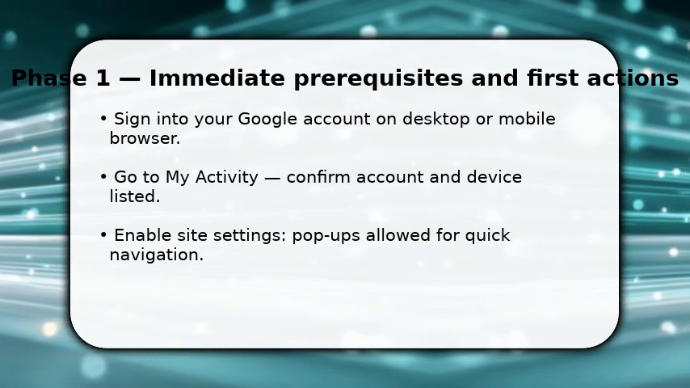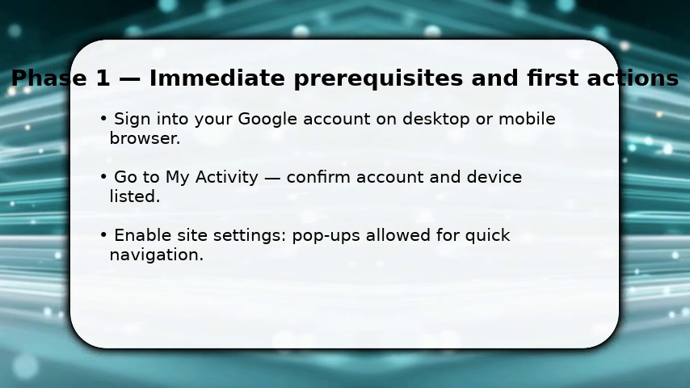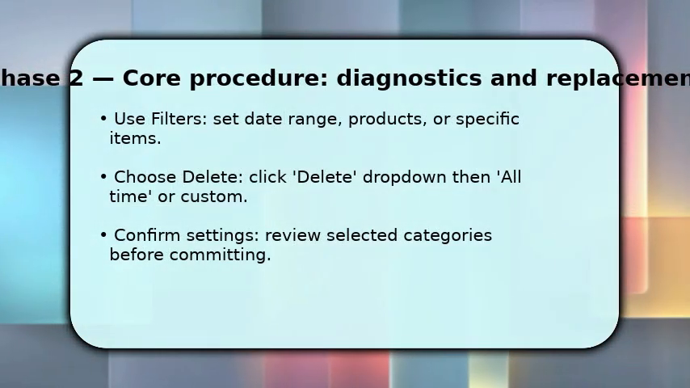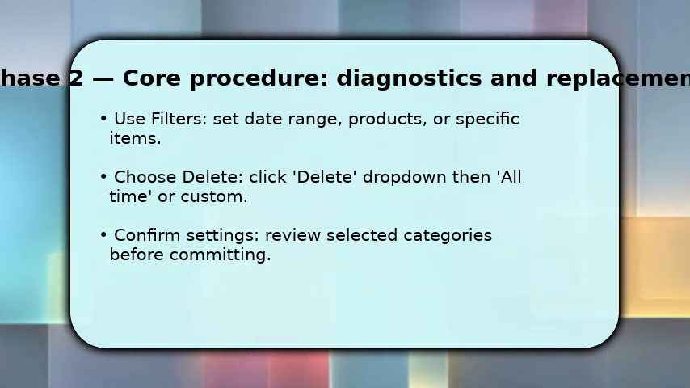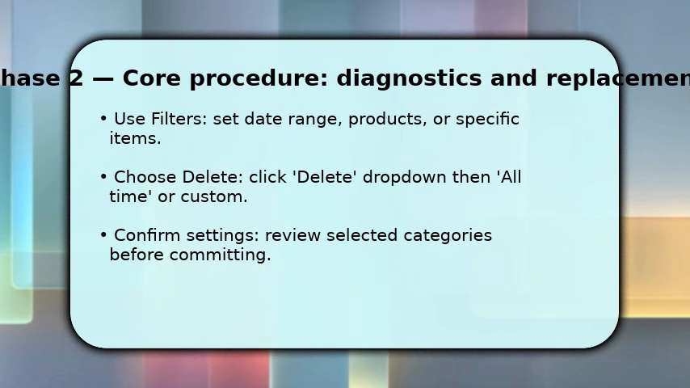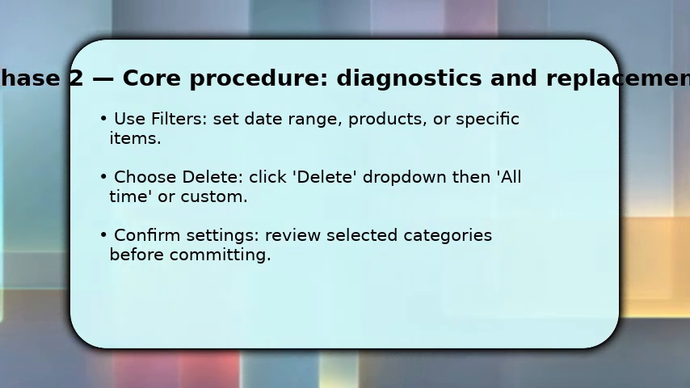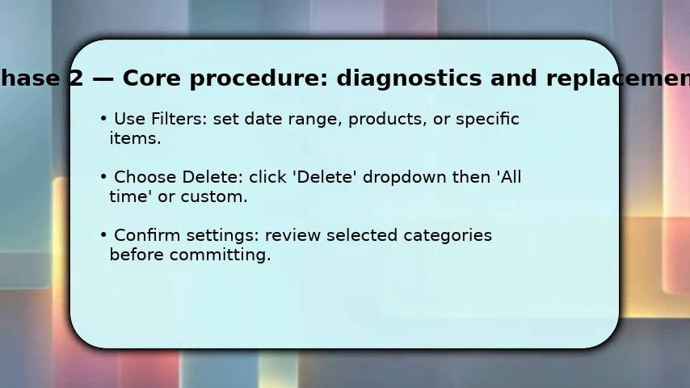Now, locate the main filter or delete menu. We'll use that next to build a single-click action sequence. Next, configure the delete parameters to capture everything you want removed. Use filters to set a date range like all time and pick specific Google products if needed. Once filtered, select delete and choose the single option that matches your goal, for example, all time to clear everything.